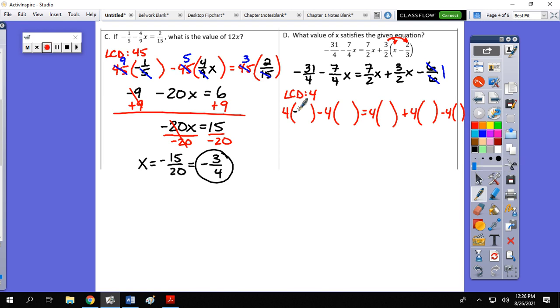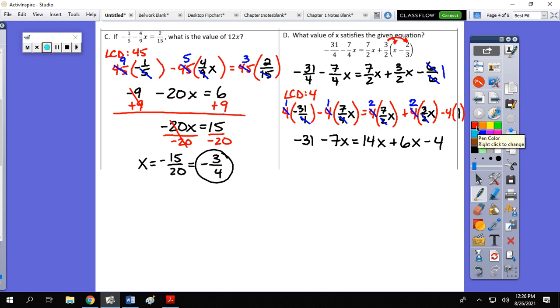So we have 4 times negative 31 over 4 minus 4 times 7/4 x equals 4 times 7/2 x plus 4 times 3/2 x minus 4 times 1. So again, the 4's are going to cancel, leaving a 1. The 2's are going to cancel, leaving 2's. Okay, and then we will multiply what is left. So we would be looking at negative 31 minus 7x equals 14x plus 6x minus 4. That takes care of our expand terms.